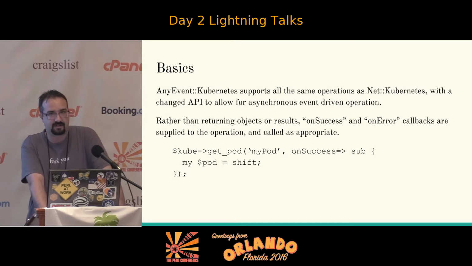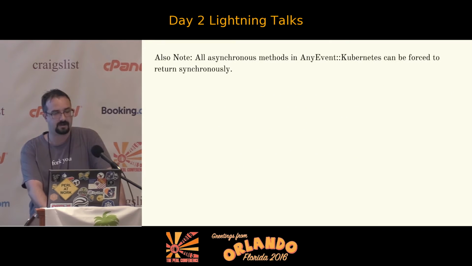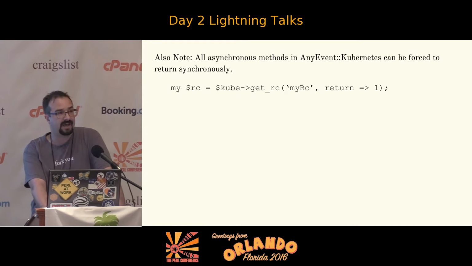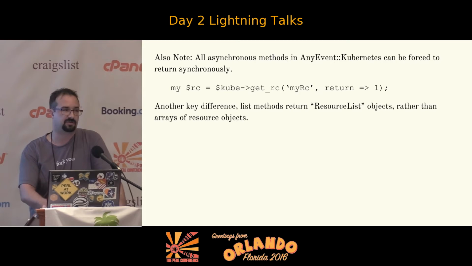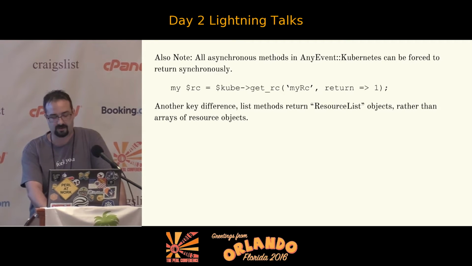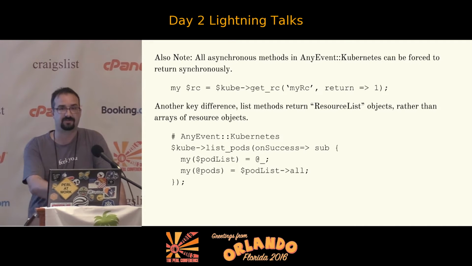I'm not going to try to cover all of the functionality of Any Event Kubernetes because mostly it's the same as Net Kubernetes. It's just with this slight modification. One feature I did build into this was that Any Event Kubernetes can be forced to operate synchronously on any given operation. So simply passing a return flag will actually make it behave more like Net Kubernetes. One key difference from Net Kubernetes, which actually returns a proper array of resources from the list methods, whereas in Any Event Kubernetes, I've made a resource list a first-class object, and the reasons for that will be forthcoming. So you can get a resource list like this. If you really want the array, you just call all on the list object, and it will actually give you back that array.